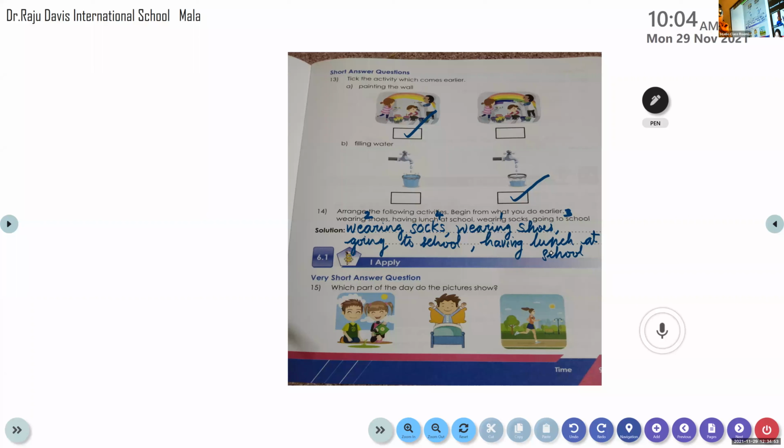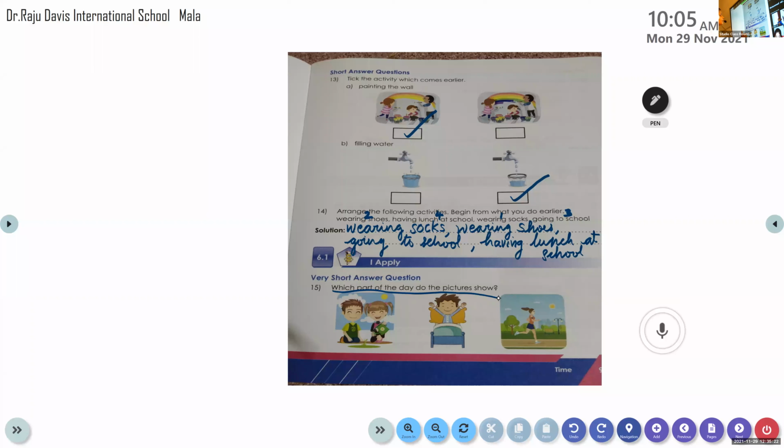So let's move to the next question, number 15. Here we have the same pages. I will forward them in the group also. So those who have more time, please complete in that time. Okay, now you please listen. Question number 15. Which part of the day do the pictures show? So you can see 3 pictures here.